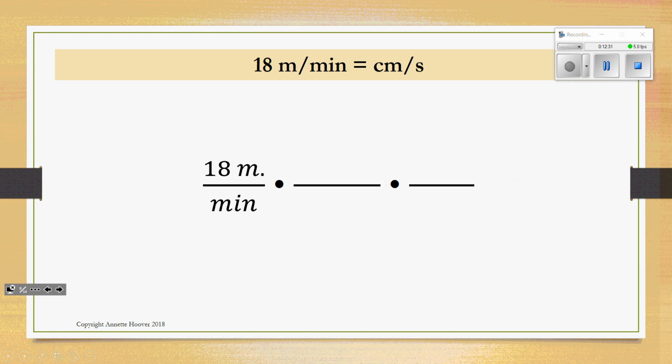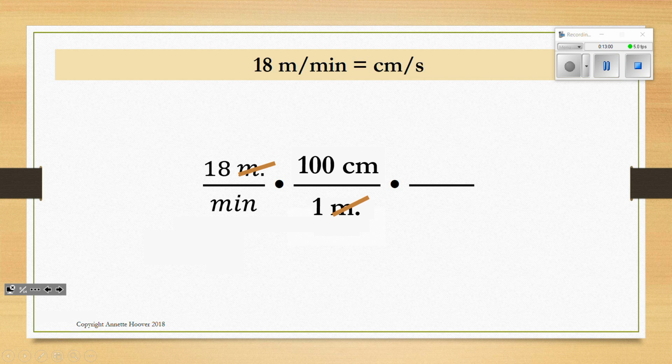Okay, some of these are abbreviations and you have to know what they stand for. So when it says 18 m per minute, m is for meters. So we're converting from meters to centimeters and from minutes to seconds. So meters to centimeters, if you're not sure about that conversion, you can look it up on your conversion chart. There are 100 centimeters in a meter. So we're going to put the 100 centimeters on top and then 1 meter on the bottom so that the meters cancel out. That completes the distance conversion.